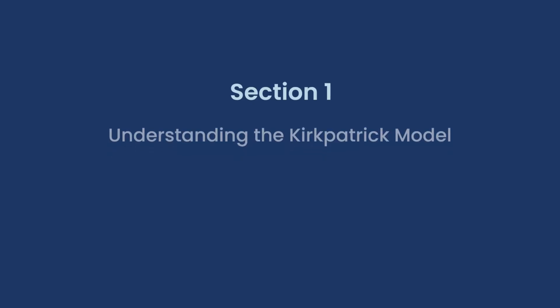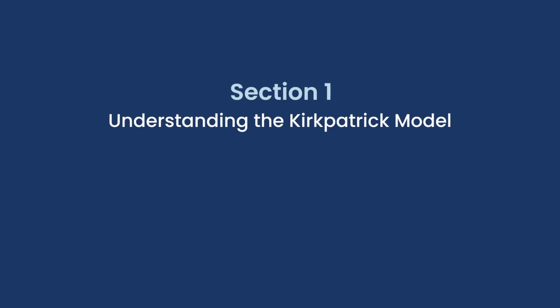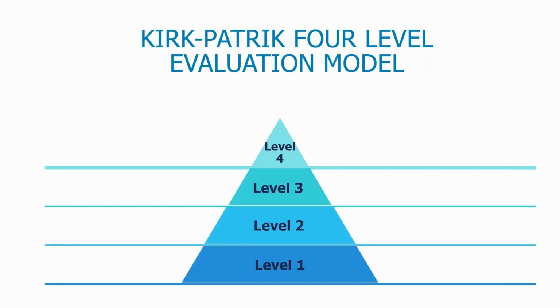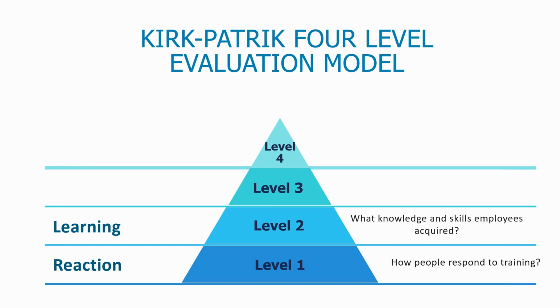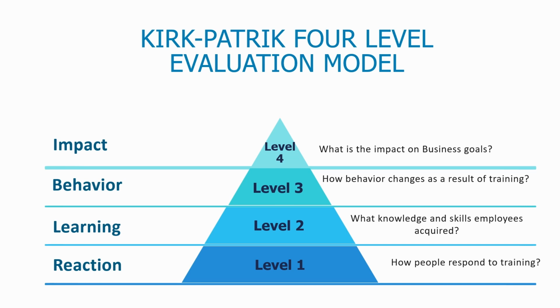Let's start by understanding the Kirkpatrick model. Kirkpatrick is a 4-step evaluation model. With Level 1, reaction, where we try to understand how people are responding to the training. Level 2, learning outcomes. Here we test what knowledge and skills employees acquired. Level 3, behavior, where we see how behavior changes as a result of training. And lastly, Level 4, impact, where we find out what is the impact of the training on business goals.